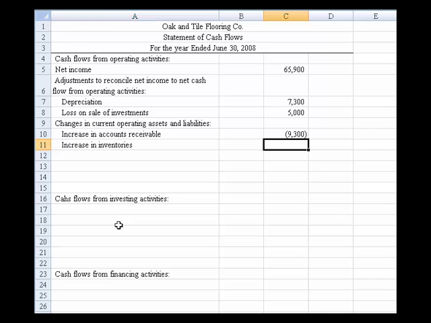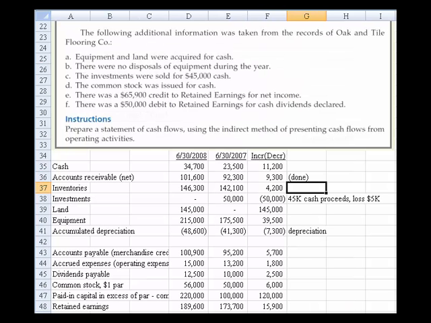And that should make sense to you because again, if everything else is held constant and we have more inventories at the end of the year, then we assume we've used more cash to fund those. So that $4,200 increase in inventories shows up as a negative adjustment when we're reconciling net income to cash provided by operations. Okay, so that one's done.